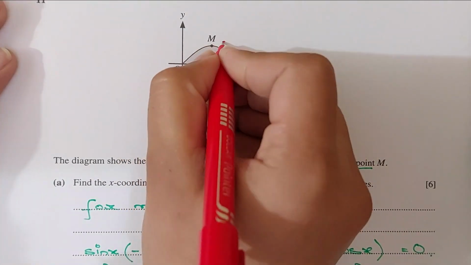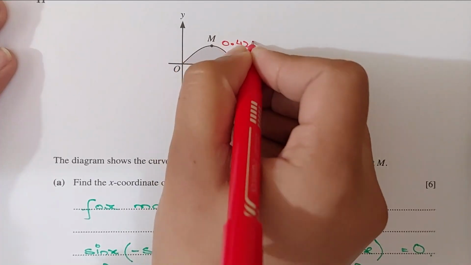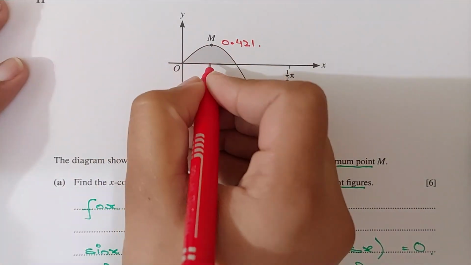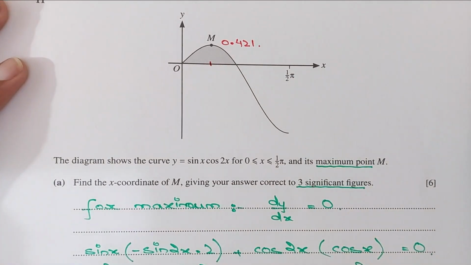So this maximum point is 0.421, the x coordinate of this point. The x is over here, right?